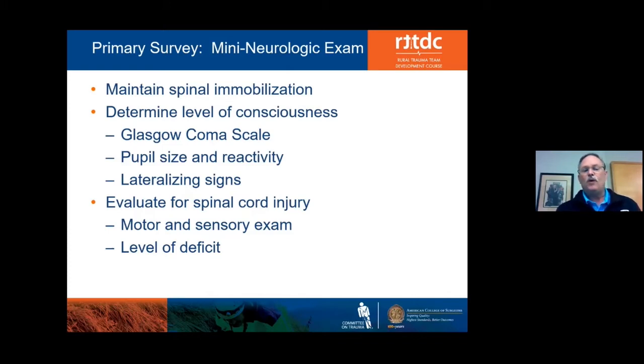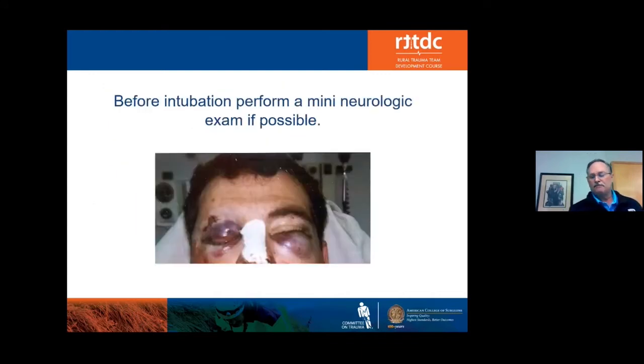Obviously, if the patient is awake and alert and they can talk to you, you want to evaluate the possibility of a spinal cord injury by having them demonstrate motor function and sensation on both sides. And then if they do have an area of deficit, where is it? That's something that you need to document and make sure that the receiving hospital is aware of what's going on.